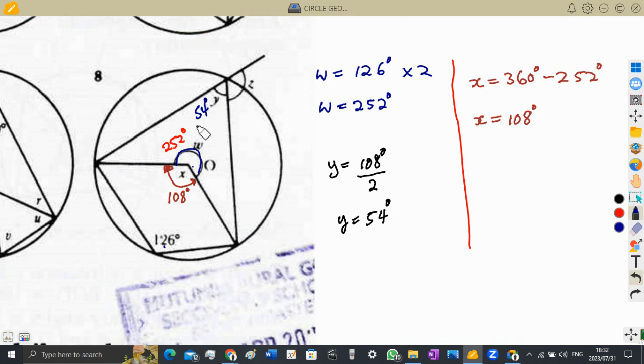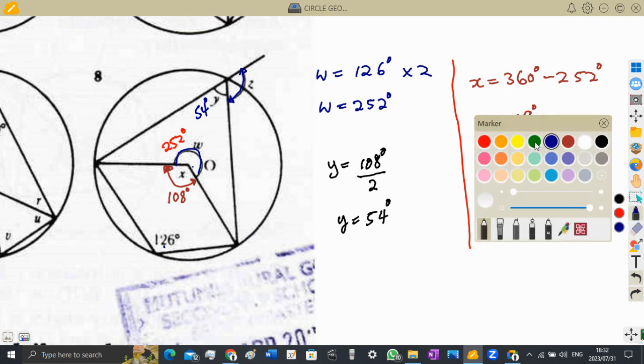From y, which one can we calculate? Now we can calculate z. Y and z, they are found on a straight line. Are we seeing the concept? And we say angles on a straight line add up to 180. So z is going to be simply 180 minus 54 degrees. So that is going to be something like 126. So here we are now talking about angles on a straight line.